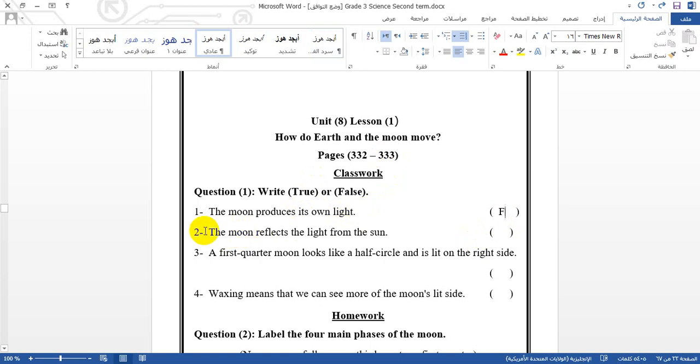So what about number 2? The moon reflects the light of the sun. Of course, this one is true. The third one: a first quarter moon looks like a half circle and it's lit on the right side. Is it true or false? True. Waxing means that we can see more of the moon's lit side. So this one is true.